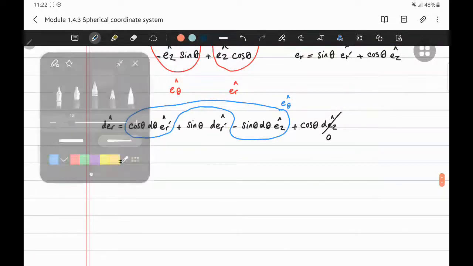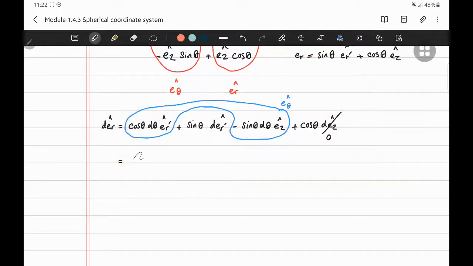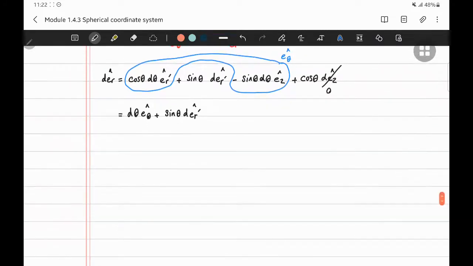Therefore, we have d e r equals d theta e theta plus sine theta d er prime. So now we have to find d er prime, but let's also calculate d e theta as well.